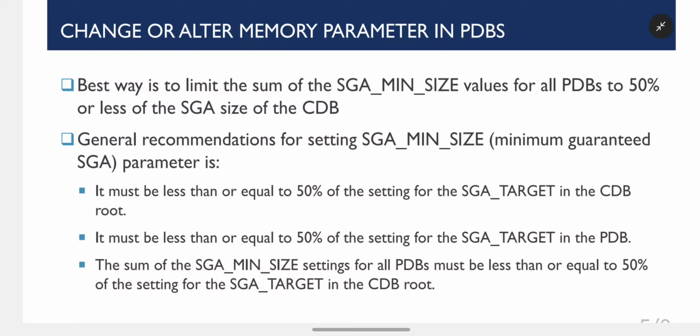The sum of the SGA_min_size settings for all PDBs must be less than or equal to 50% of the setting for the SGA target in the CDB root. It means if you have multiple PDBs, for example, if you have 5 pluggable databases, the total sum of the SGA_min_size parameter of all these 5 pluggable databases should be less than or equal to 50% of the SGA target of the CDB root, which is the main container.